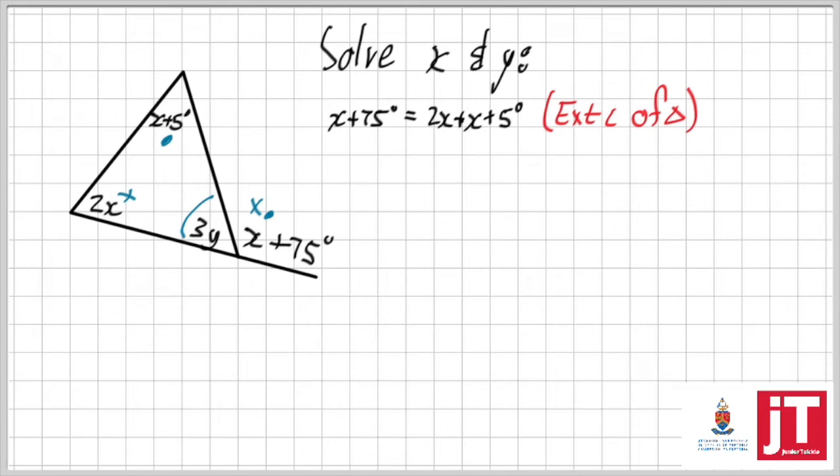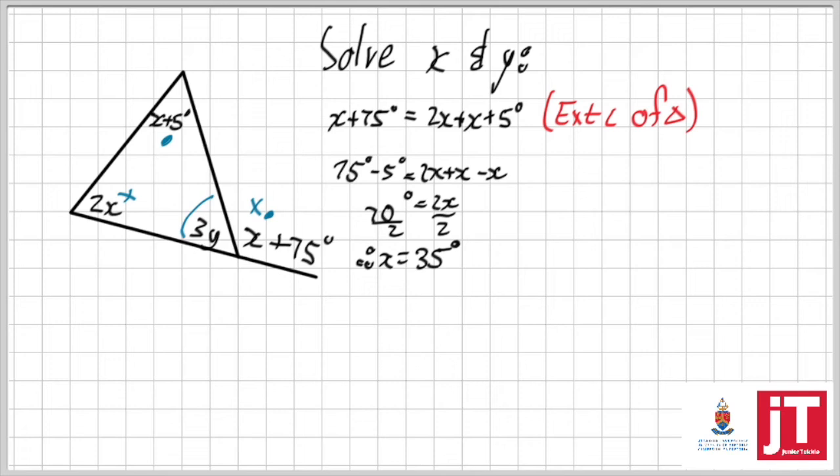So I'm going to try and get all my x's on one side and all my numbers on the other side. So 75 minus 5 degrees is equal to 2x plus x minus the x. I'm taking all the x's to the right-hand side. So 2x must be 70 degrees, and I'm going to divide by 2. So x must be 35 degrees.